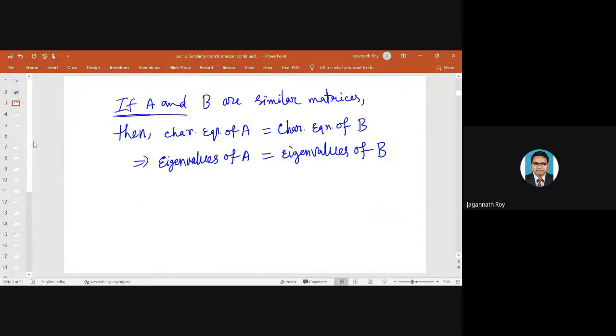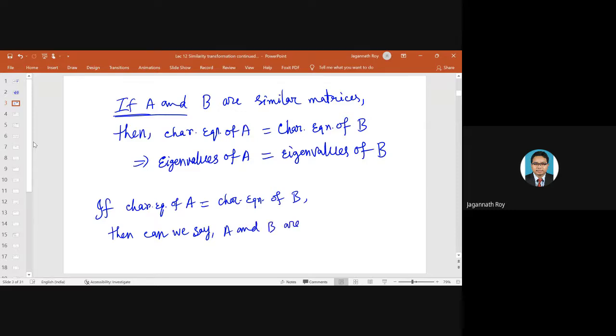So next, how about the other way? If the characteristic equation of A equals the characteristic equation of B, can we say A and B are similar matrices?